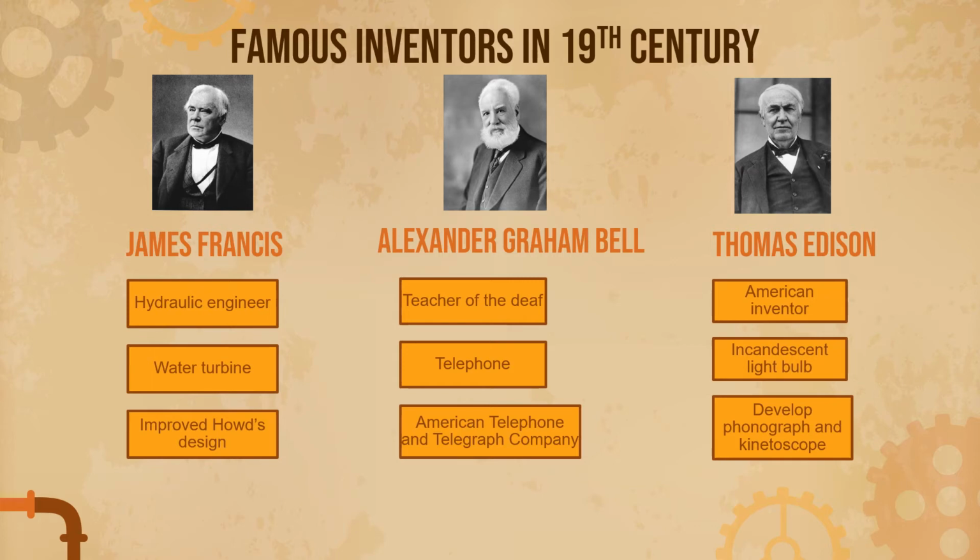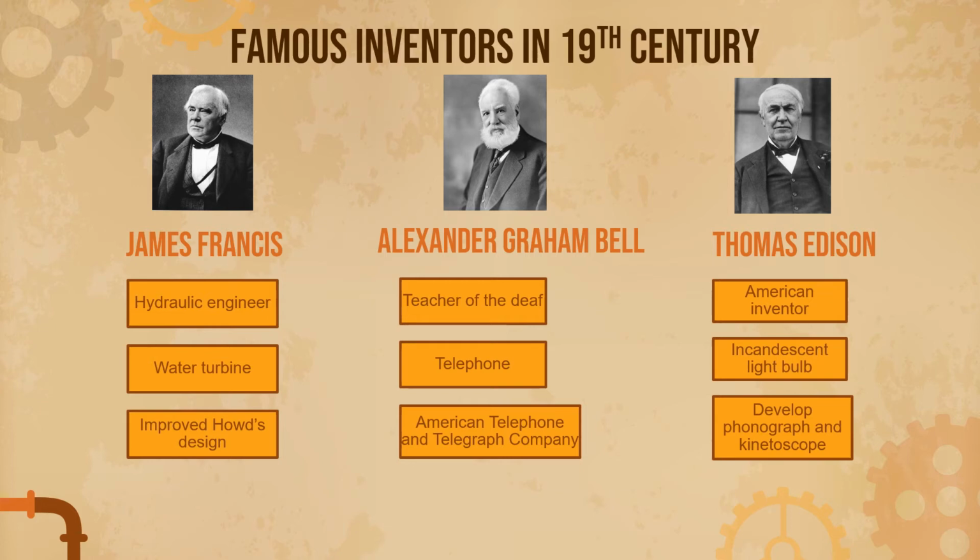They are James Francis, Alexander Graham Bell, and Thomas Edison. James Francis was a hydraulic engineer. He is known as the inventor of the water turbine in 1849. He created the first water turbine by improving the design by adding stationary guide vanes and shaped blades so that the water could enter shock-free at the correct angle.